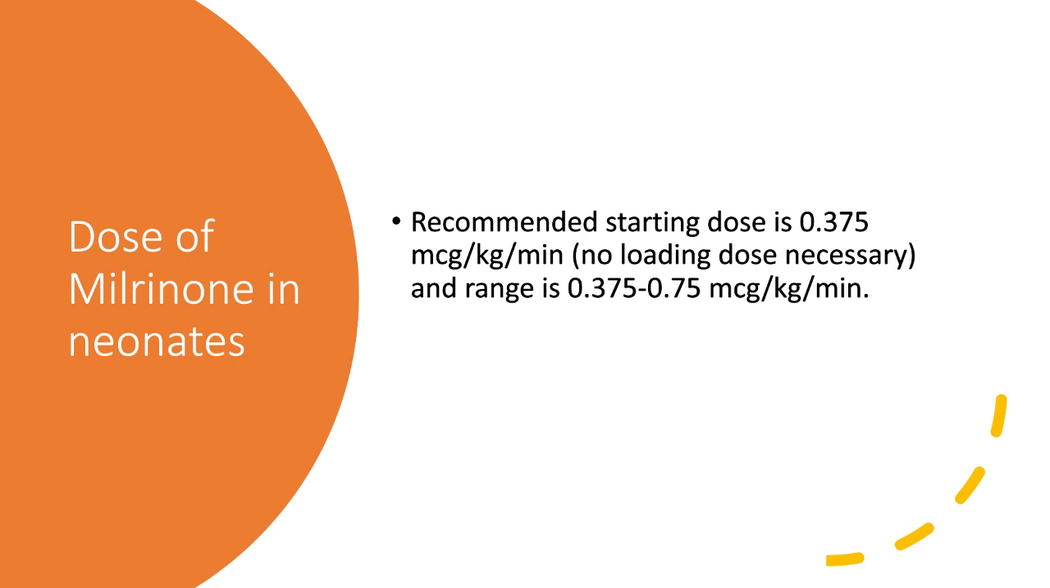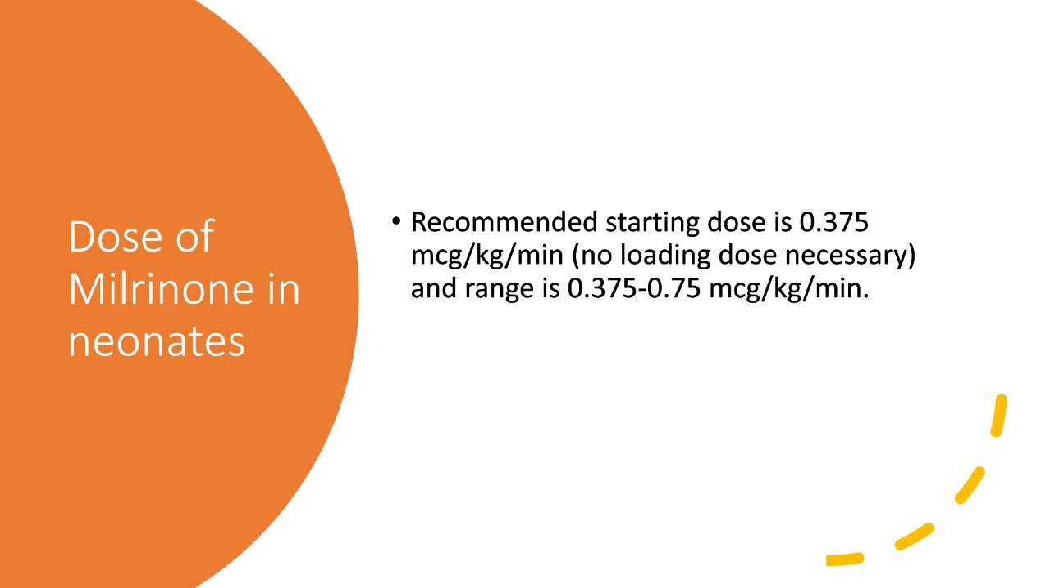After discussing the use and drawbacks of Milrinone, now we come to the dose of Milrinone in neonates. The recommended starting dose is 0.375 micrograms per kilogram per minute. No loading dose is necessary, and the range is 0.375 to 0.75 mcg/kg/min. We start with the lowest possible dose.